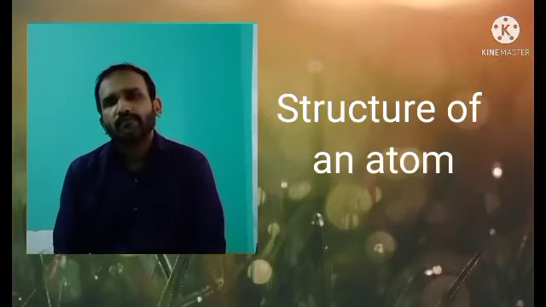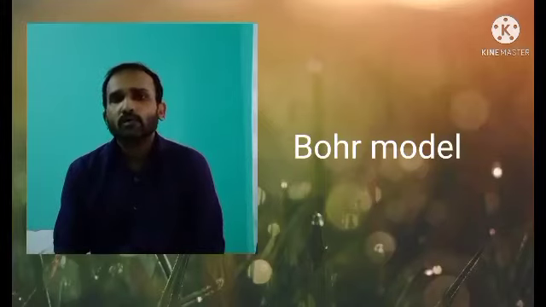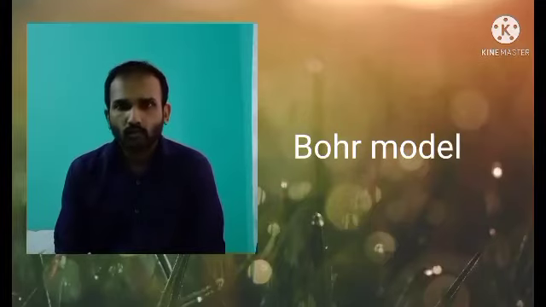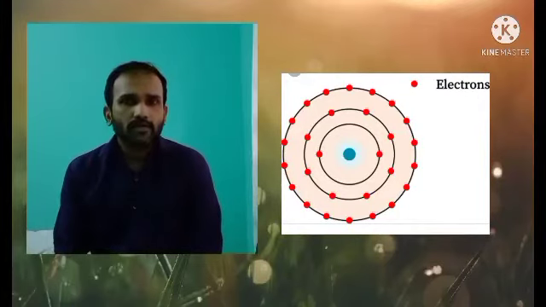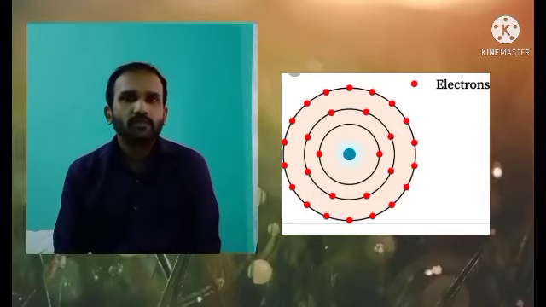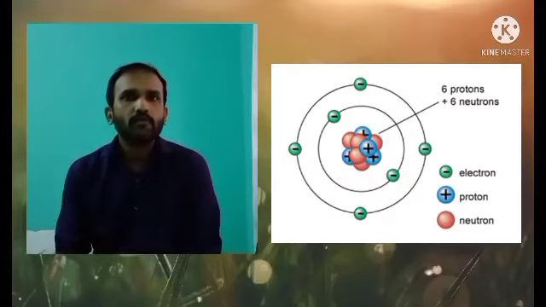The structure of an atom can be studied with the help of the Bohr model. This model is called the Bohr model because it was postulated by Niels Bohr. It consists of a centrally placed nucleus, which contains the protons and neutrons. And around this nucleus there are orbits. In these orbits electrons are revolving around the nucleus.